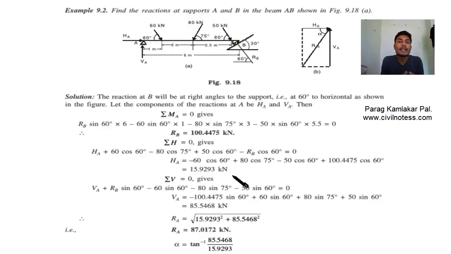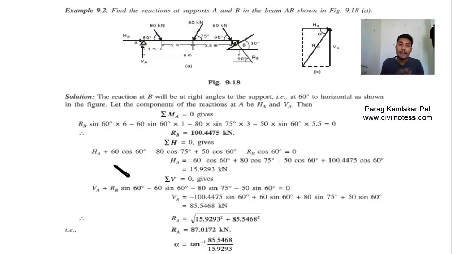How do I take the summation of forces? For all forces in the horizontal direction, if it is going in this direction, it is plus. If it is going in this direction, it is minus. Are you clear? Now, the same for vertical: upward positive, downward negative. So you have to take the summation of all the vertical forces.